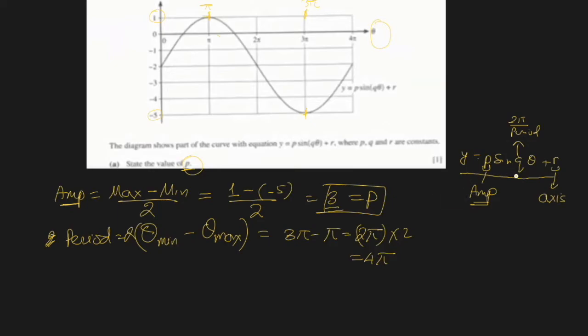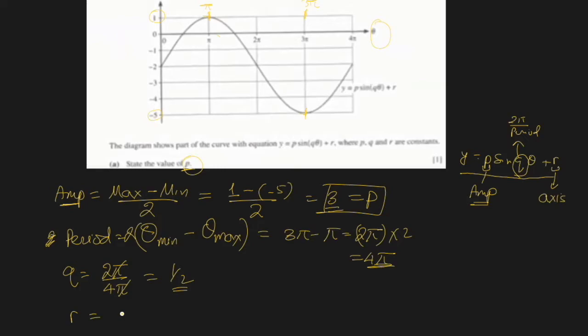So now we want to find Q. Q is 2 pi divided by the period. The period is 4 pi for us. So 2 pi, this is Q, divided by the period, which is 4 pi. Pi cancels, 2 over 4 is half. That is the value of Q.